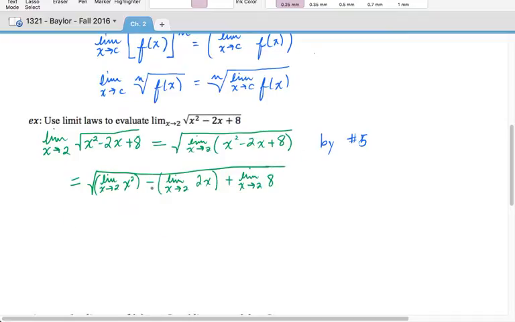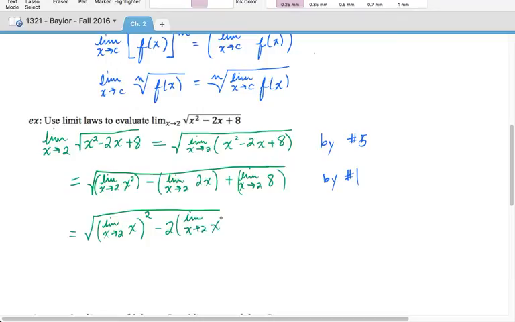Okay, let's add parentheses there, and let's write that, by rule number 1. Now we need to find these 3 limits. This first one could be found by pulling the limit inside the exponent, which is rule number 5. So that's equivalent to the limit as x approaches 2 of x, all squared. Here we could pull the 2 out and write it as minus 2 times the limit as x approaches 2 of x. And then there's really nothing to simplify here.